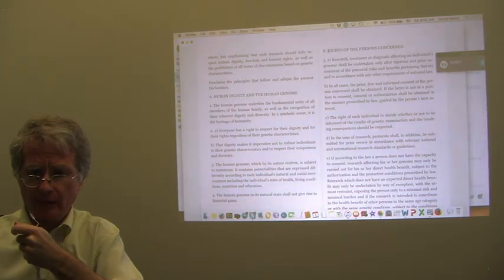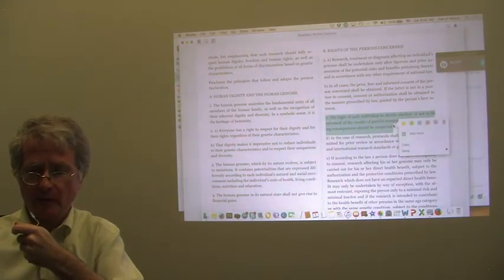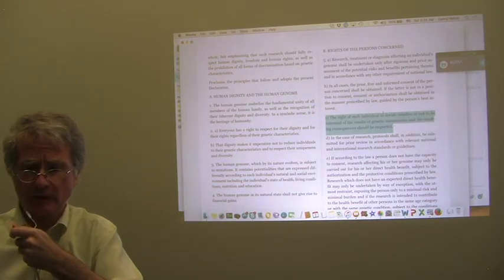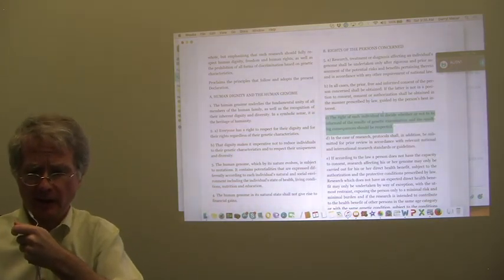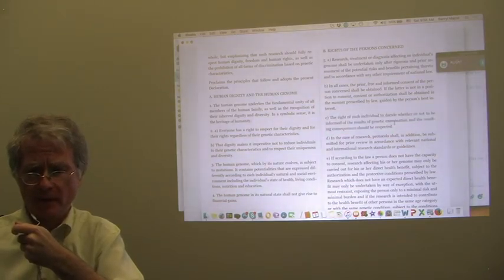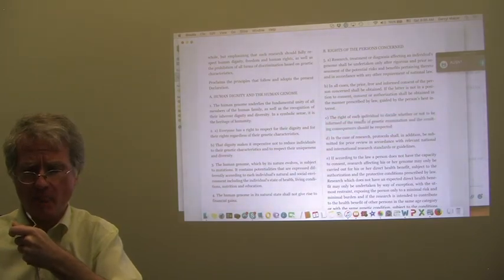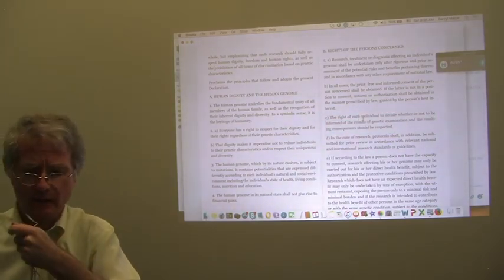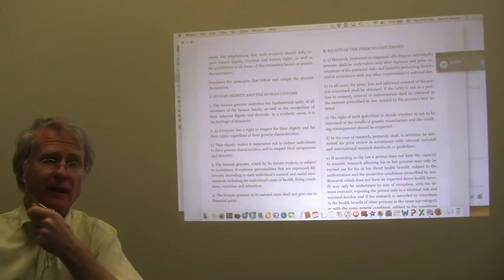On the next page, under 5C, the right of each individual to determine whether or not to be informed of the results of genetic examination and the resulting consequences should be respected. So this is the privacy, the right to know or not to know. So how do we articulate that?